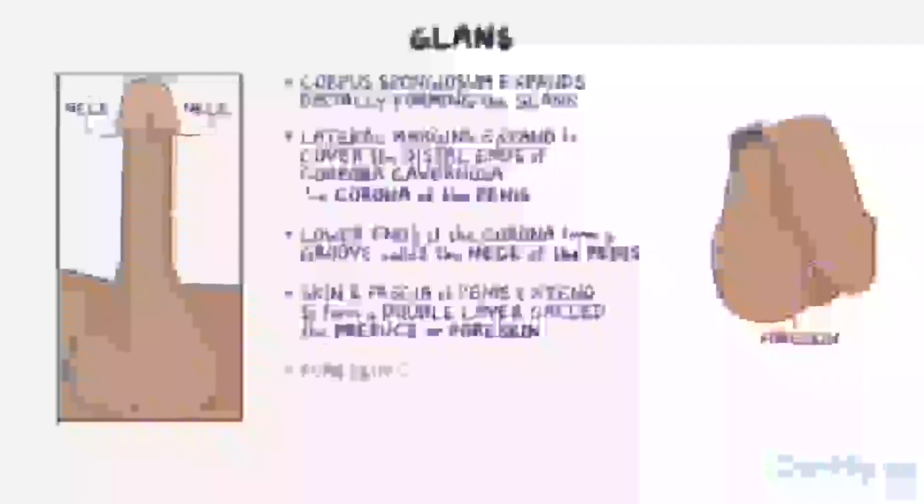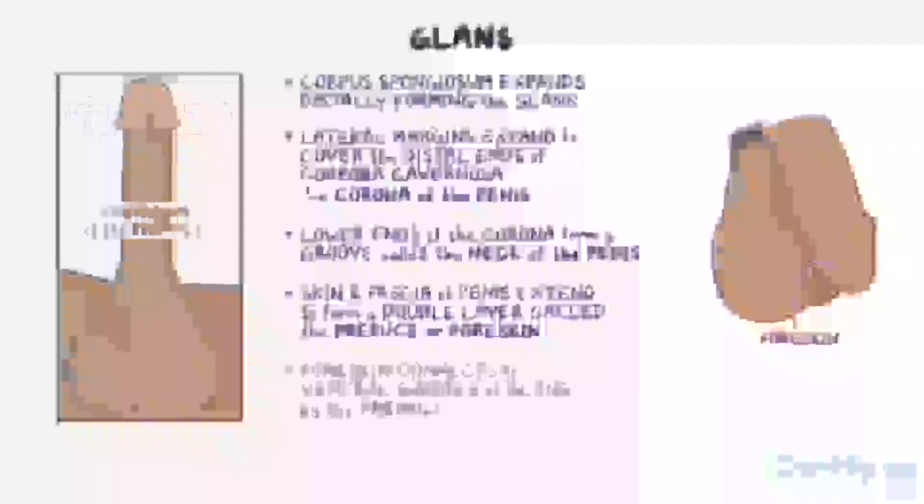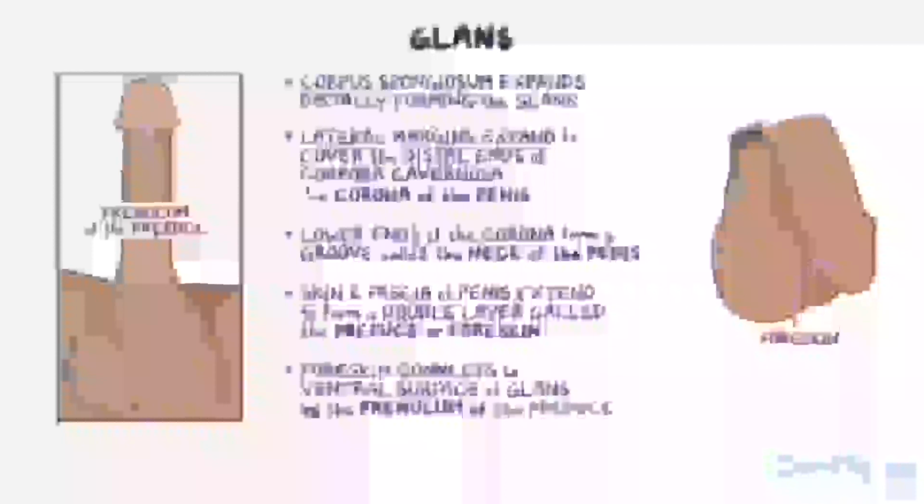This foreskin connects to the glans penis on the ventral surface of the penis by a median fold of skin called the frenulum of the prepuce. The foreskin can be removed in a small procedure called circumcision. Males that undergo this procedure are called circumcised males, while males that have the foreskin are called uncircumcised males.